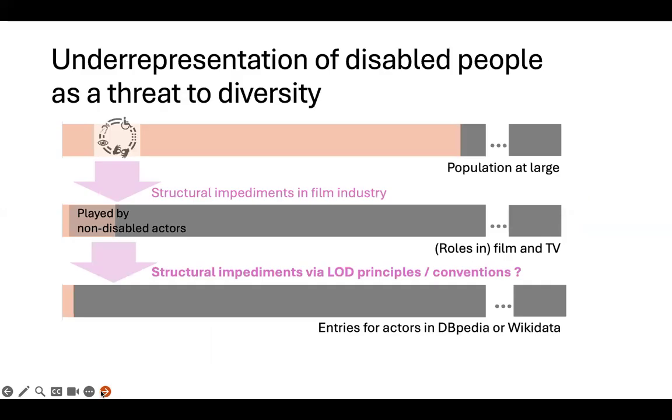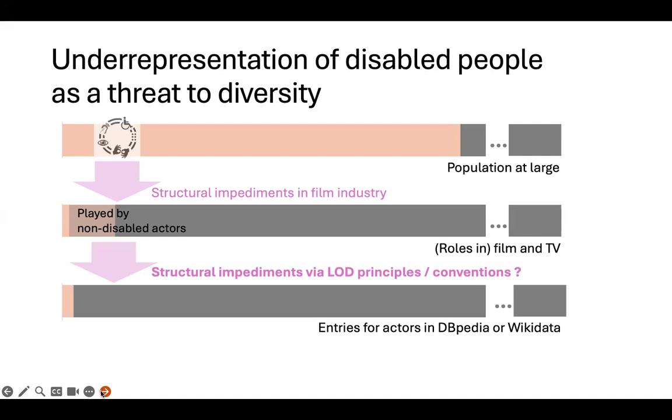The motivation for our study was the continued underrepresentation of disabled people as a threat to diversity. In our data, for example, we find about 10% as the proportion of disabled people in the population at large, which is reduced to just over 1% in roles in film and television. There are some well-known structural impediments in the film industry that hinder the inclusion of disabled actors, and we found these reflected in our interviews as well.